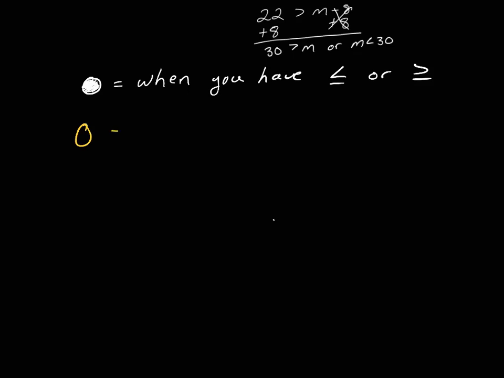Use an open circle when you have either less than or greater than. Okay? So here's how we're going to graph this. We're going to start by creating a number line.